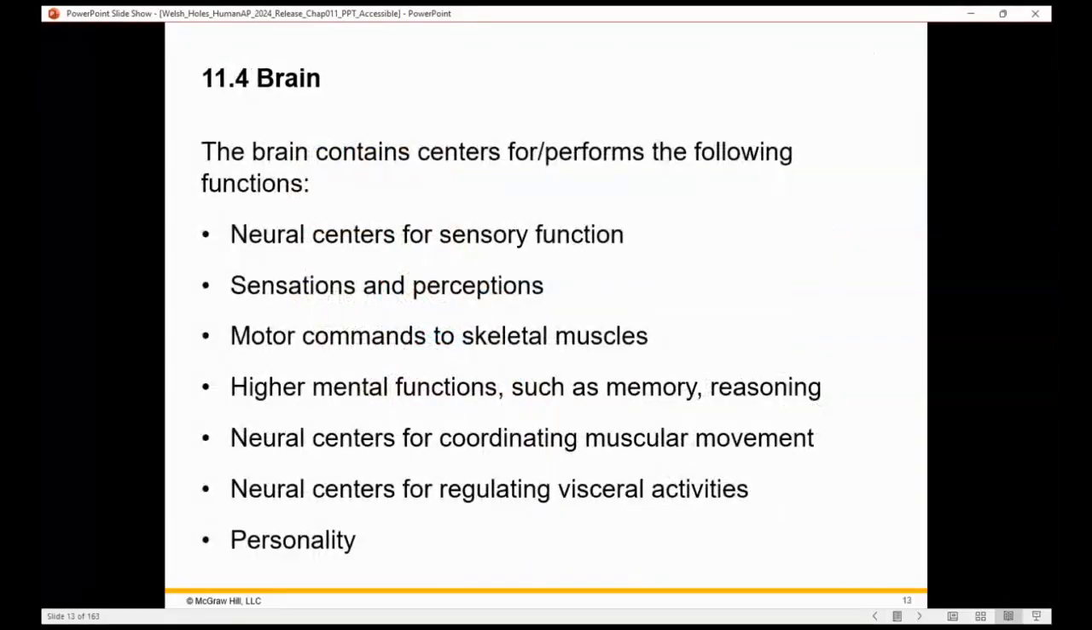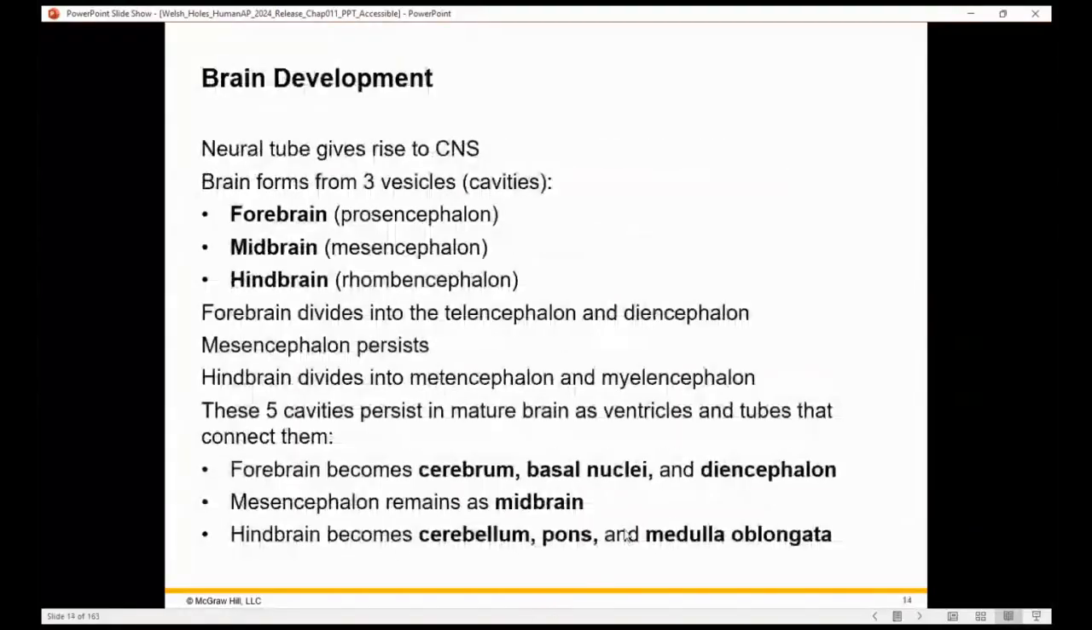The brain contains centers for and performs these functions. It's a neural center for sensory function, for sensations and perceptions, motor commands to the skeletal muscles, and higher mental functions such as memory and reasoning. It has neural centers for coordinating muscular movement. It has neural centers for regulating visceral activities of the organs, and of course, your personality.